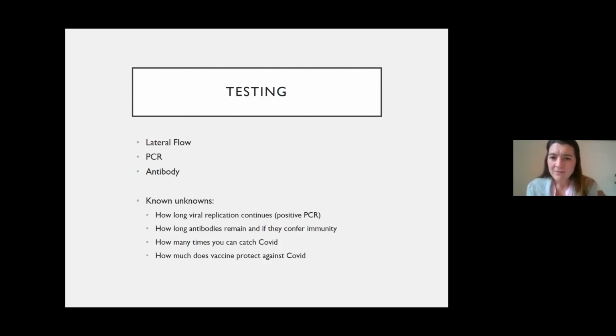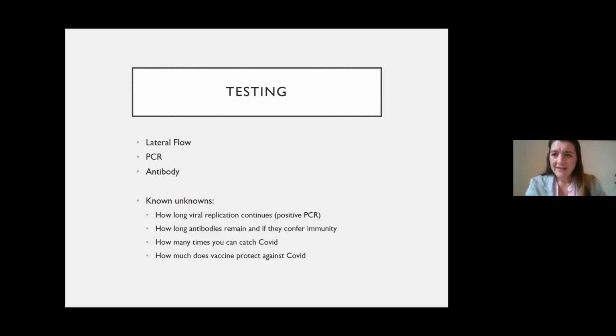We don't know how many times you can catch COVID, but certainly there are some unfortunate individuals who've had all of the different variants, or have had the same one, it seems, twice. And we also don't know, even though evidence is increasing, how much the vaccine protects against COVID, and hence, unfortunately, all of the infection control measures are still in place, because nothing is felt to be 100% safe.